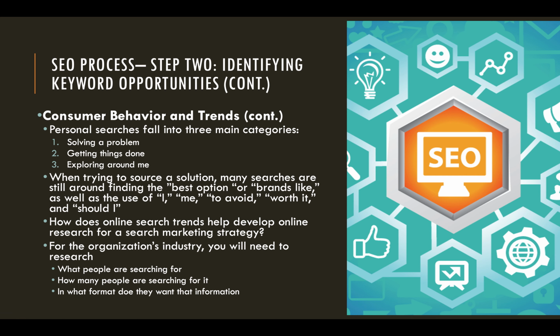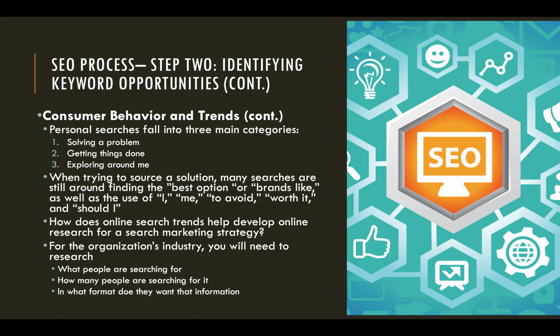Okay, so the next step in this consumer behavior trends is to look at personal searches that fall into the three main categories: solving a problem, getting things done, exploring around me. Every time I go somewhere, and I just moved to a new city, I'm always like, okay, what's near me? Where's my dog going to go to the vet? Restaurants near me. So those are the things that people are talking about in the textbook.